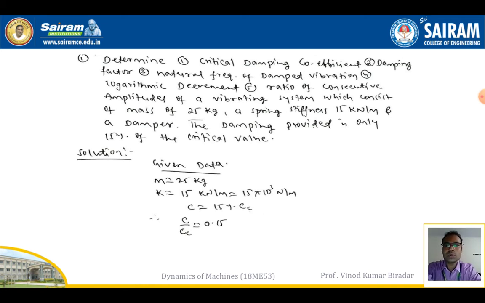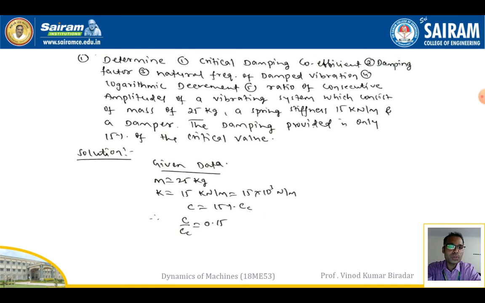I will read out the first problem. Determine the critical damping coefficient, the damping factor, the natural frequency of the damped vibration, the logarithmic decrement, and the ratio of consecutive amplitudes of a vibrating system which consists of a mass of 25 kg and a spring stiffness of 15 kilonewton per meter, and the damper provided is only 15% of the critical value.